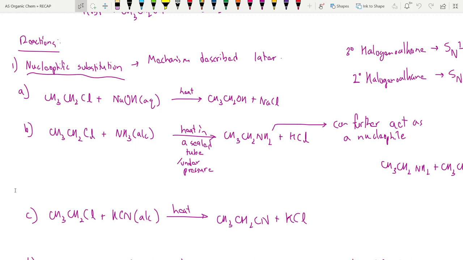It's going to be a very slow reaction. In the presence of NaOH aqueous, it's going to be a very fast reaction. This reaction is classified as hydrolysis. The hydroxide basically replaces the chloride in the halogenoalkane.